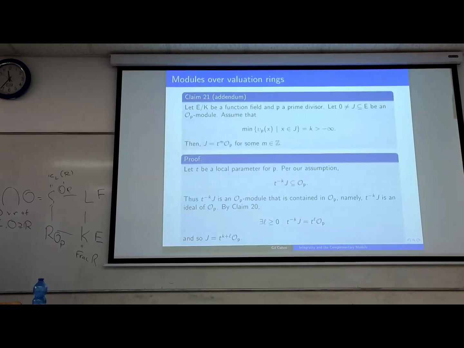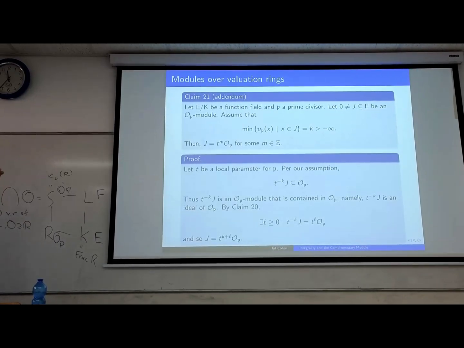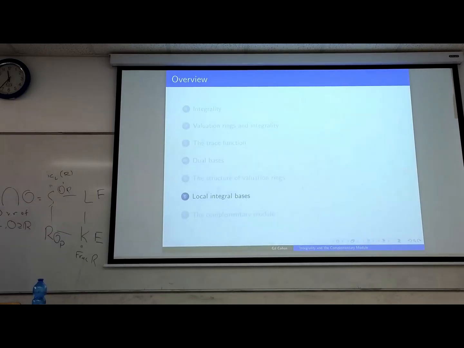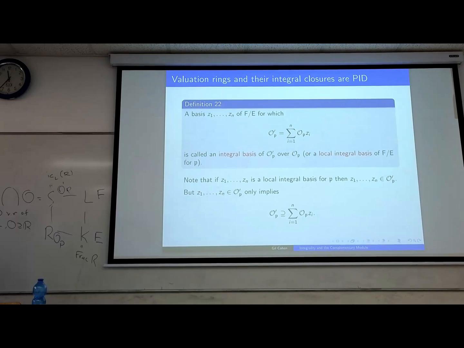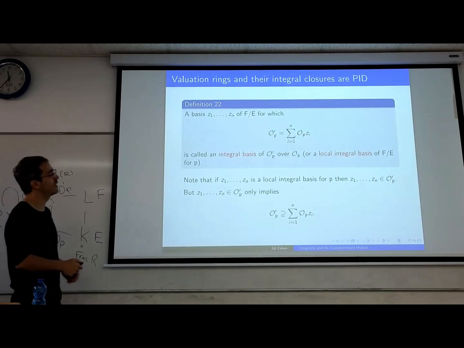Yeah, but I wrote the proof here. So this claim is an addendum claim. So you don't even have to read it. So let's not read it. Not addendum proof. So don't worry about it. But what is important is this notion of local integral basis.